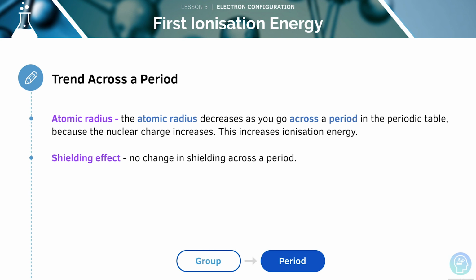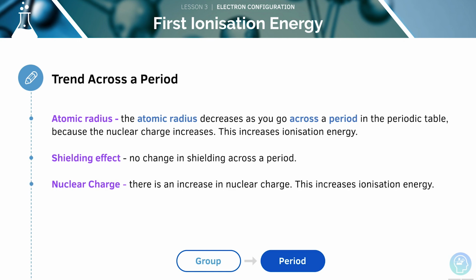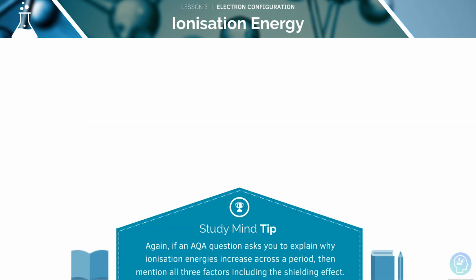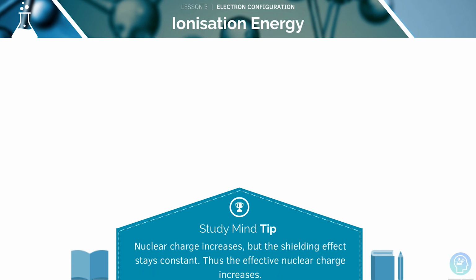As we've just seen, the atomic radius will decrease across the period, resulting in an increased ionisation energy. There is no change in the shielding effect across the period, as discussed in the previous slide. Again, the nuclear charge will increase, resulting in an increased ionisation energy once more. If an AQA exam question asks you to explain why ionisation energies increase across a period, then please remember to mention all three factors, including the shielding effect.